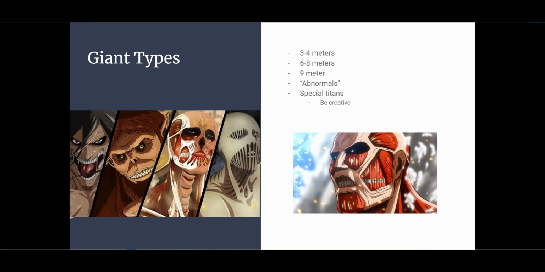And I think you're going to end up just burning yourself out trying to make all these different things. So instead, I would do exactly what the show did, which is that they grouped it as basically the smallest of giants. The smallest of Titans were like 3 to 4 meters. Then you had the mid, which was like 6 to 8 meters, and then you had the big boys, the 9-meter Titans. And then, of course, you have your abnormals. These are your special ones.